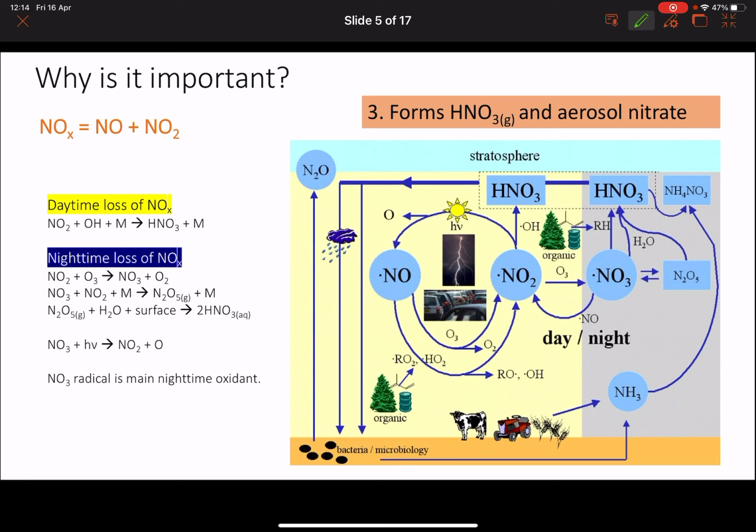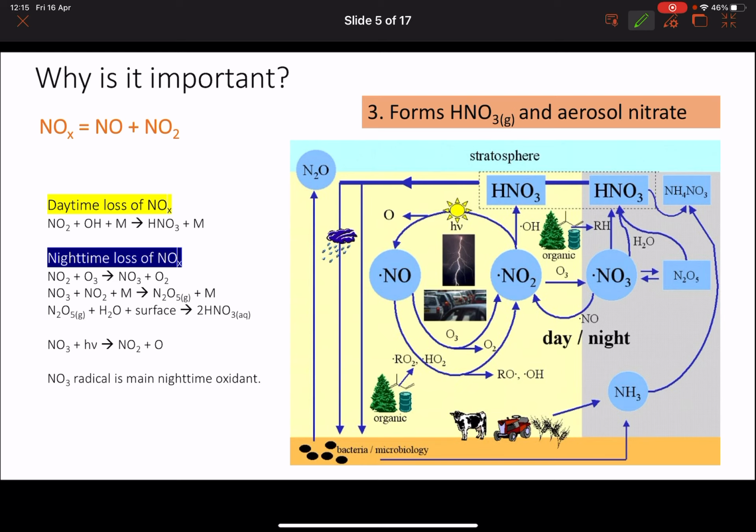in that they're impacting the scattering and absorbing of solar radiation. And that aerosol nitrate and nitric acid also can play a role in wet and dry deposition. So the nitric acid contributes to acidification, if you're thinking about things like acid rain, and then the aerosol nitrate and nitric acid also contribute to nitrogen deposition to ecosystems. And so the loss of NOx varies during the day and at night.